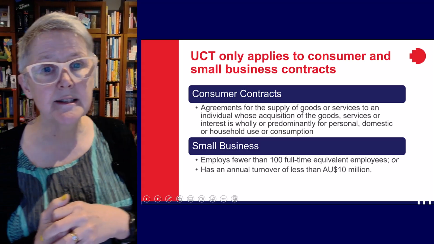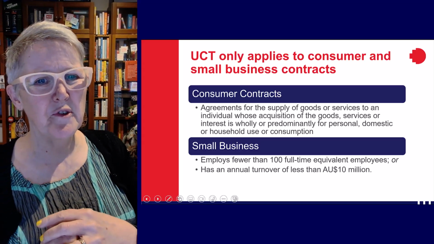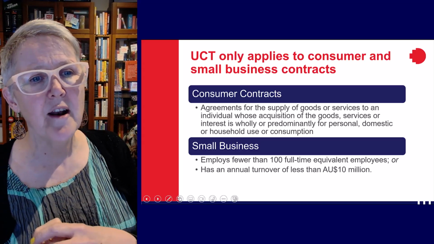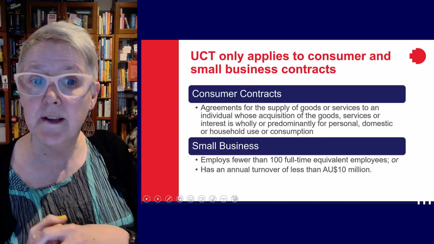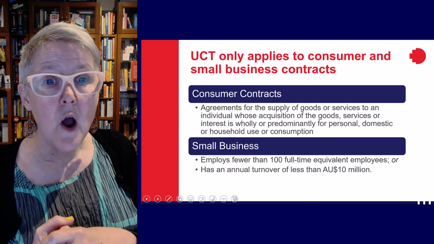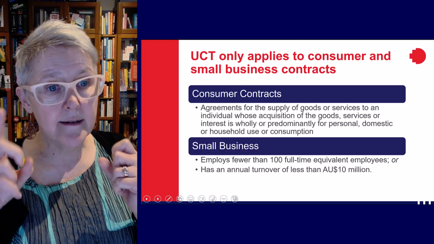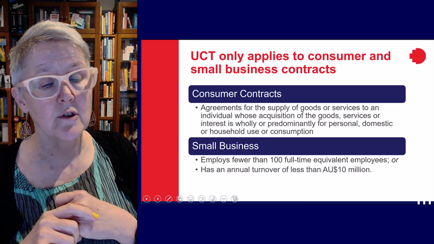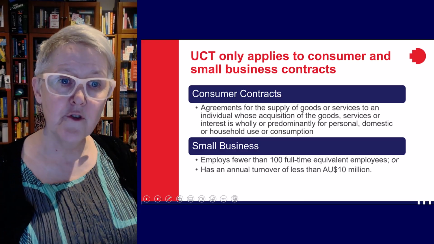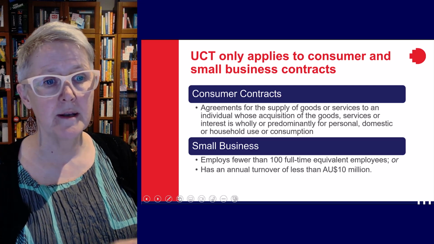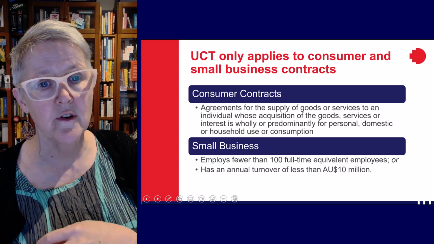The ASIC Act basically looks at it from the point of view of the value. So the upfront price payable under the contract is less than $5 million, and at least one party to the contract has fewer than 100 full-time employees or has an annual turnover of $10 million.